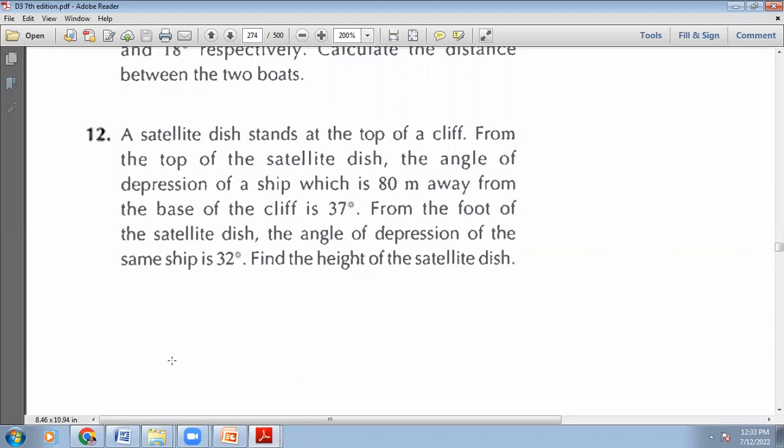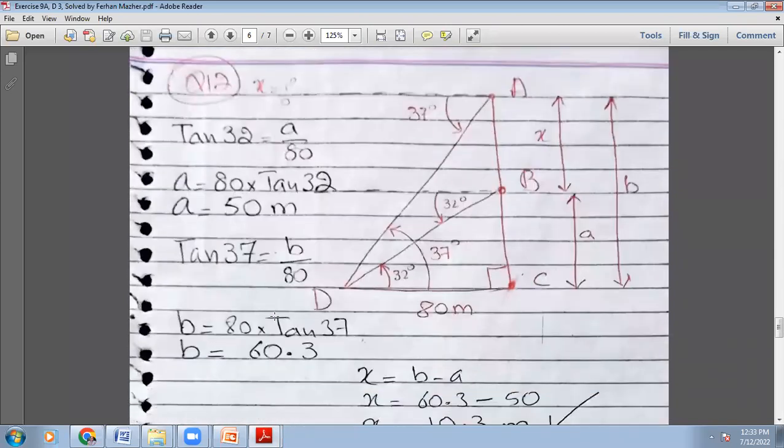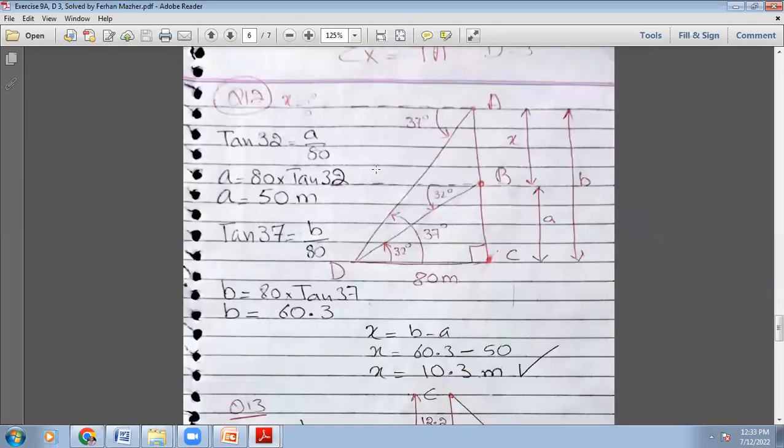Find the height of the satellite dish. Okay, so here we go. This is the next diagram, and this is the top of the cliff, and this is the top of the dish. The satellite dish is on the cliff, and this is the boat here.